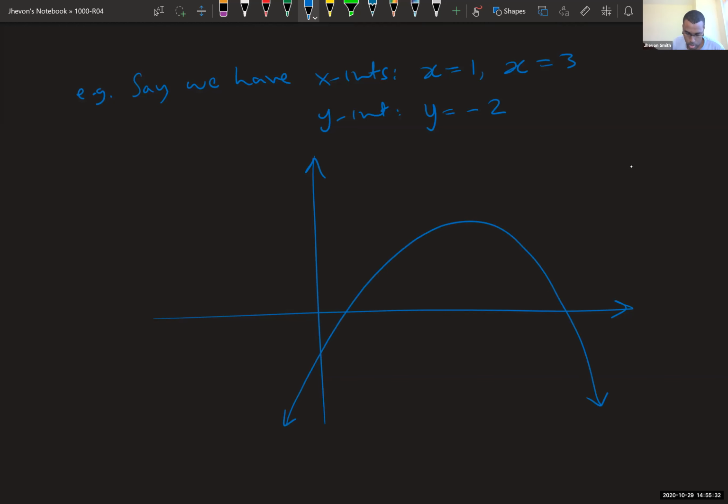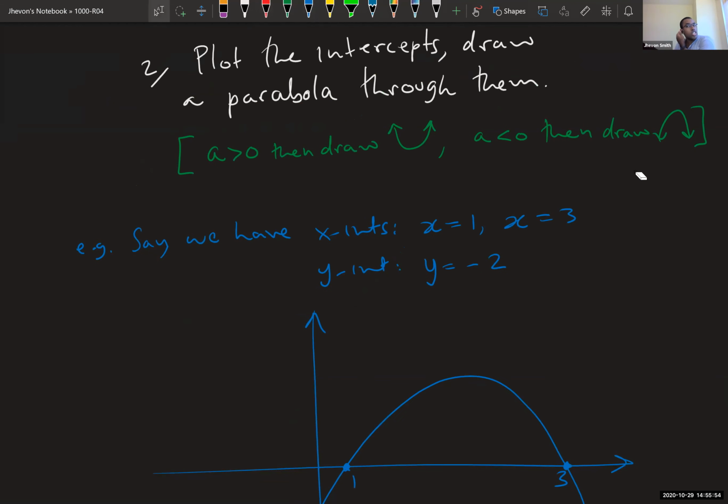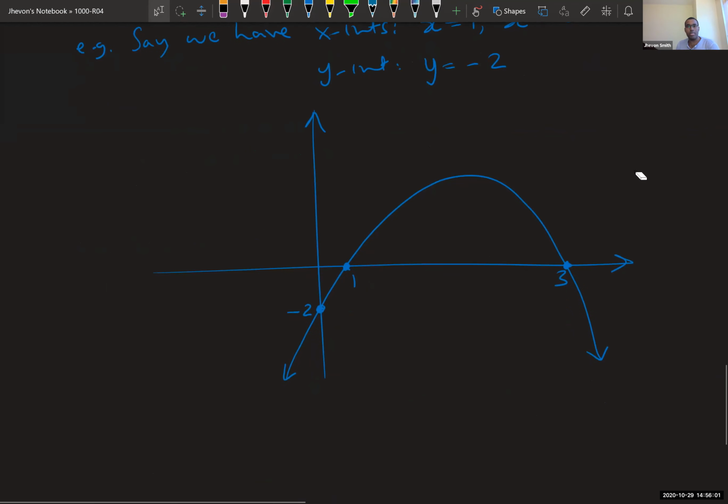So even though I don't know the equation, I know that this one is going to be upside down, because when I plot all these points, 1, 3, and -2, I would need to draw an upside down picture to do that. If I drew a right side up picture, it would miss the y-intercept, okay? So what I wrote in green is just an extra check. Technically, if you get all the intercepts, you don't even need to remember that. You just draw a big smiley face that passes through all the points.